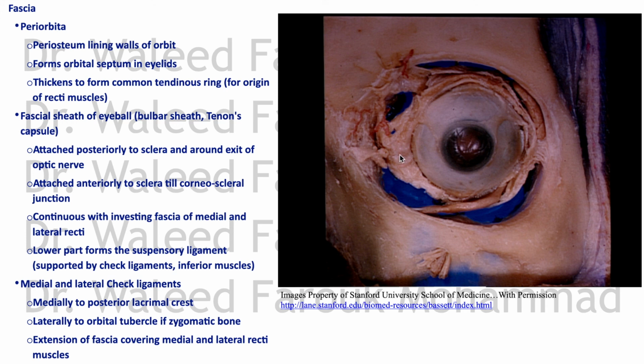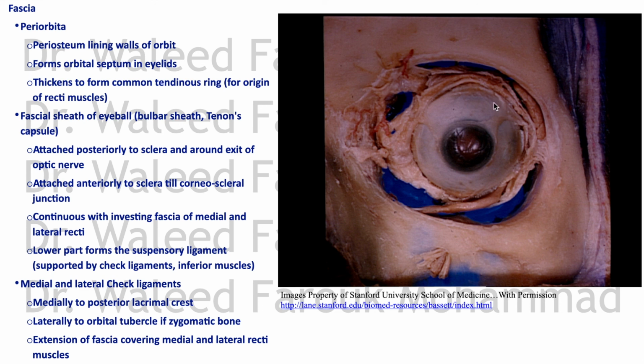Now, between the two check ligaments, the lower part of the sheath thickens to form the suspensory ligament of the globe or the eyeball. See, the eyeball is not thrown on the inferior wall of the orbit. No, it hangs in the middle by means of the suspensory ligament that is part of the Tenon's capsule and stretches between the medial and lateral check ligaments.